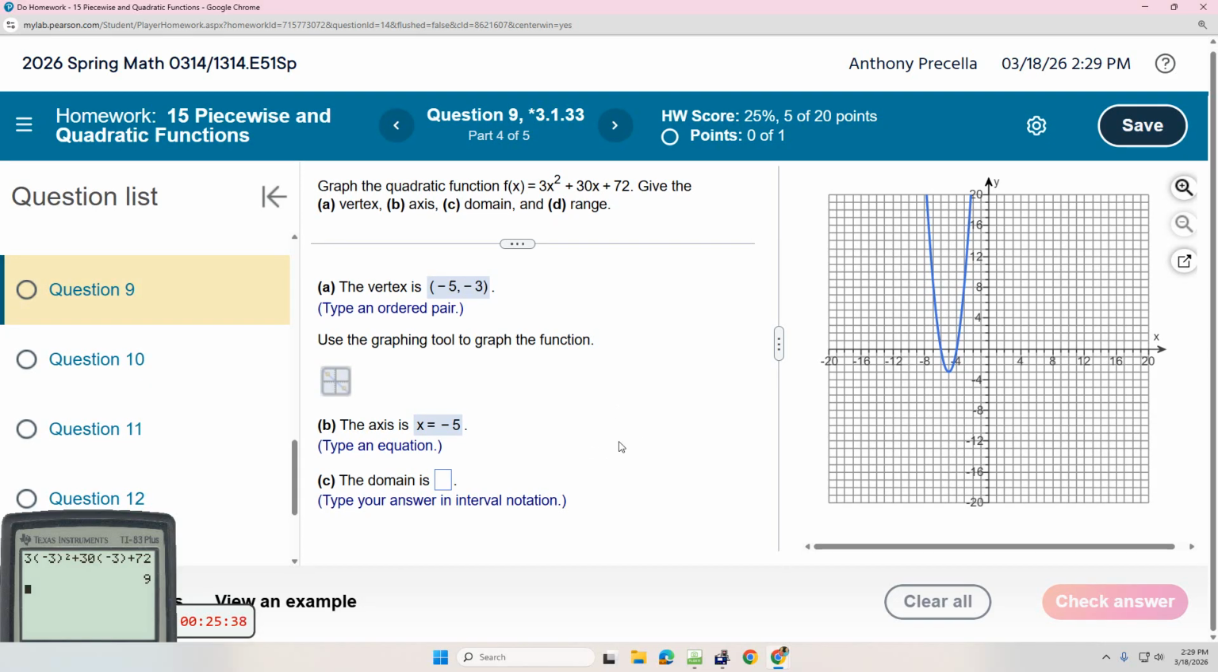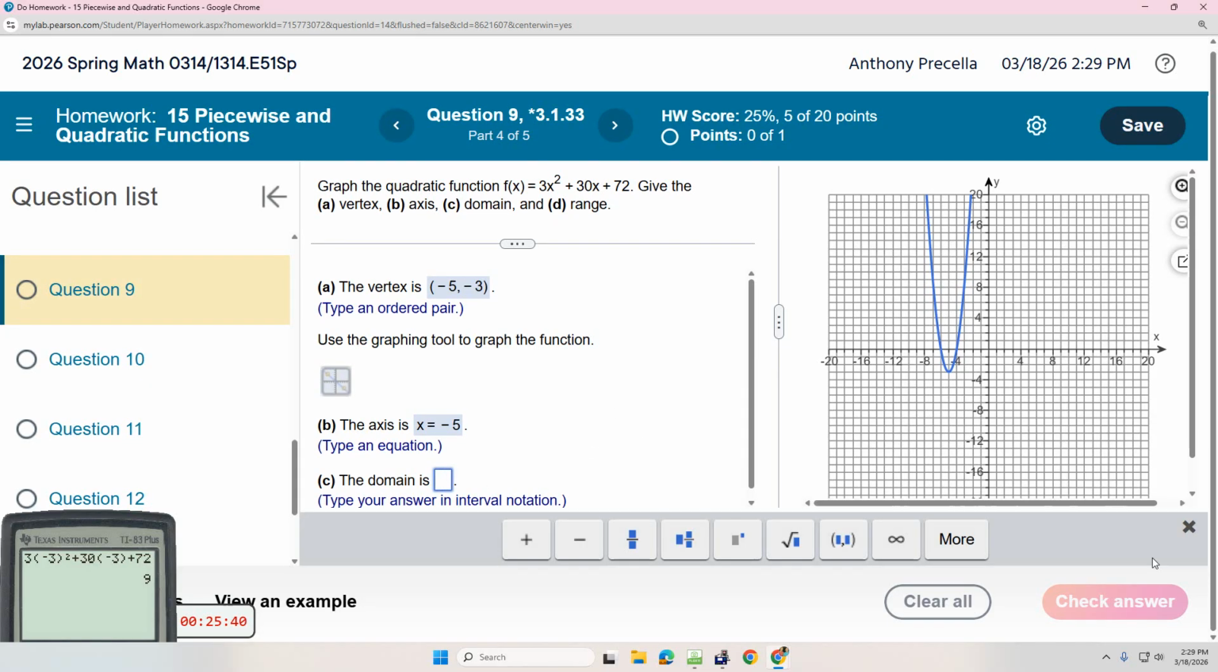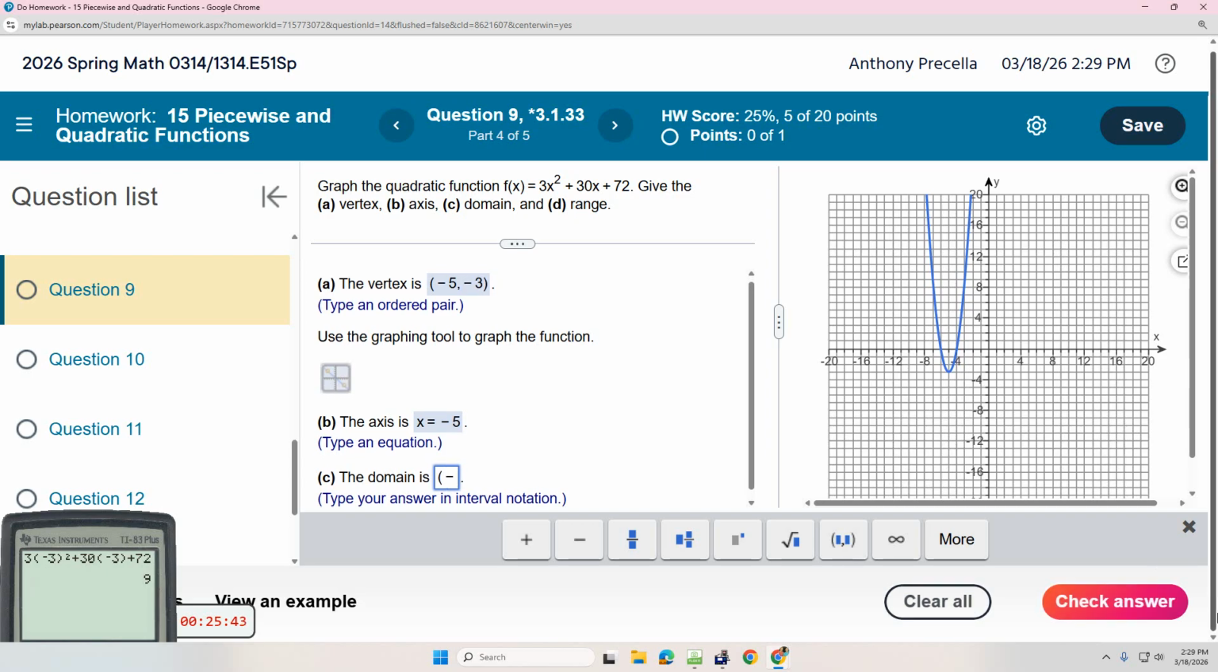The domain, we knew that domain immediately. Okay, so parentheses, negative infinity.